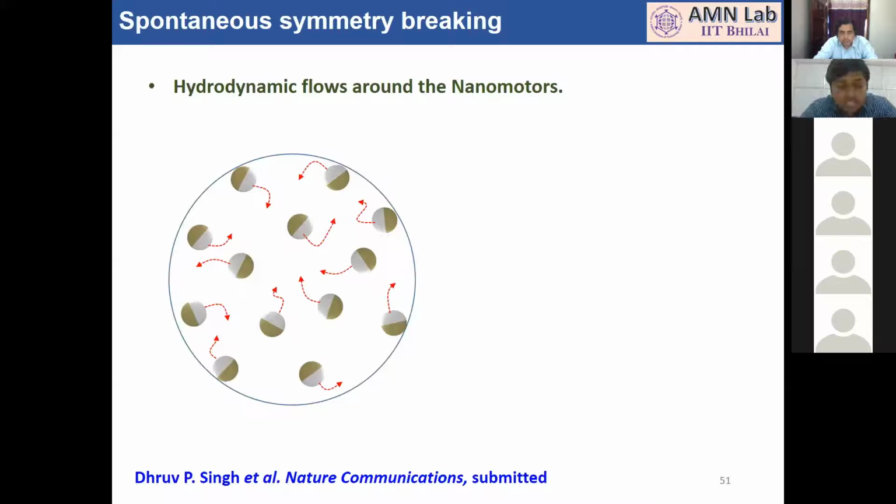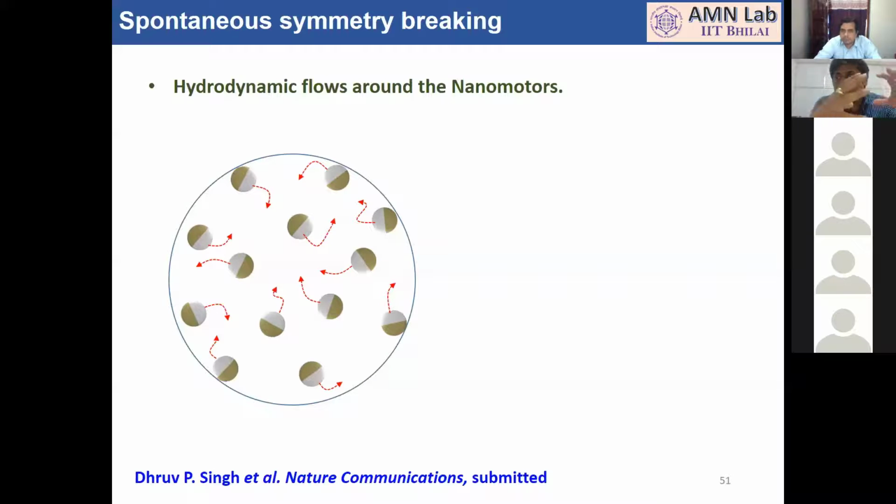So I can say whatever is happening there in terms of physics is basically the result of two major phenomena. The first is hydrodynamic flows. As I discussed on the very initial slides, if a nanomotor is moving, then there is always a hydrodynamic flow around it. So when we have them at small numbers or low density, they can move in random directions. They don't see each other.